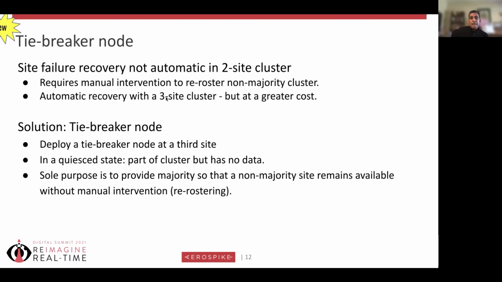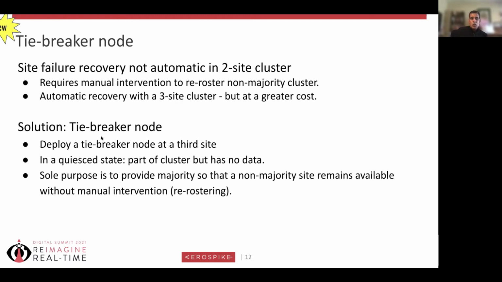This situation doesn't arise in a three-site cluster, as we saw earlier. One site failed, and the other two sites took over without any hassle, without any manual intervention. But the three-site cluster has a greater cost, both operationally as well as hardware-wise.